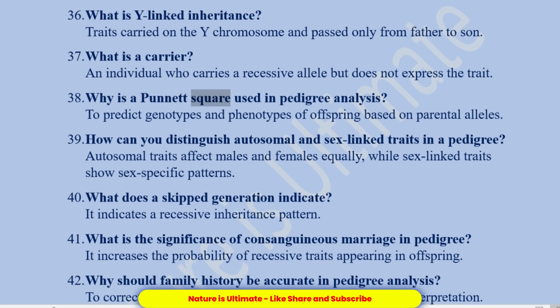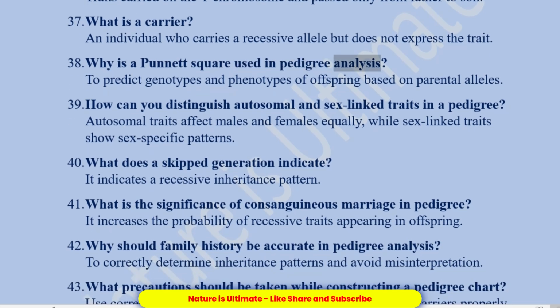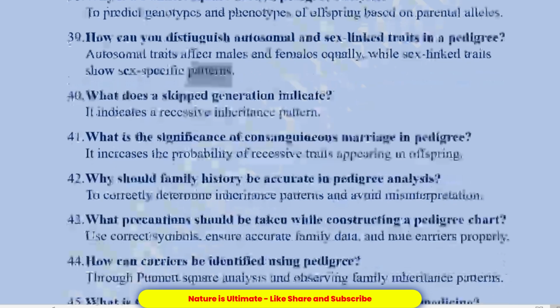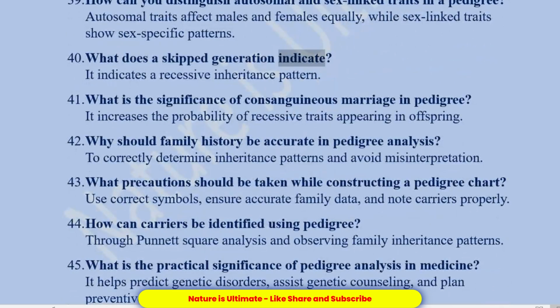Why is a Punnett square used in pedigree analysis? To predict genotypes and phenotypes of offspring based on parental alleles. How can you distinguish autosomal and sex-linked traits in a pedigree? Autosomal traits affect males and females equally, while sex-linked traits show sex-specific patterns. What does a skipped generation indicate? It indicates a recessive inheritance pattern.